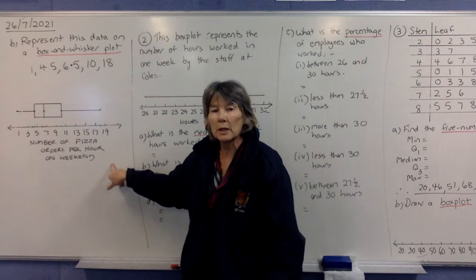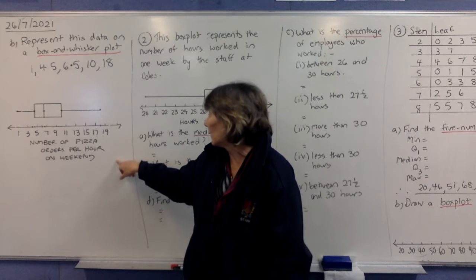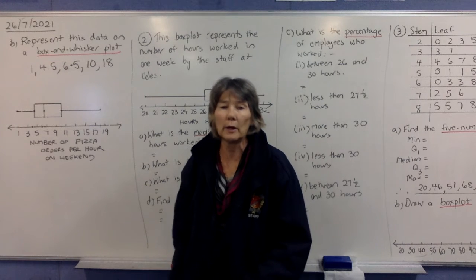Make sure you've also got down the bottom what you're actually talking about here. So this was the number of pizza orders per hour on a weekend. So you should have a label down there to say what you're talking about.